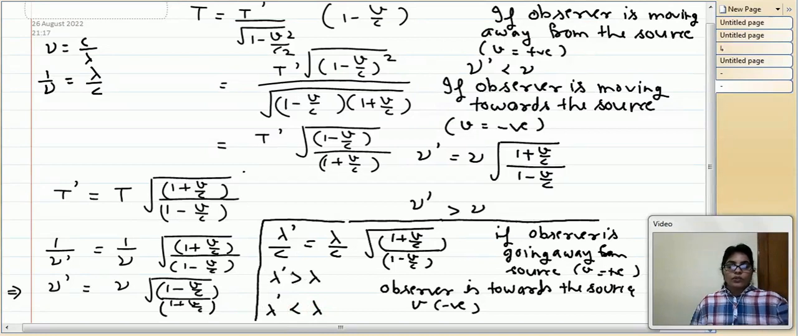So this is what we have derived from the relativistic Doppler effect. So this is the last topic of the special theory of relativity. So now let us stop here.